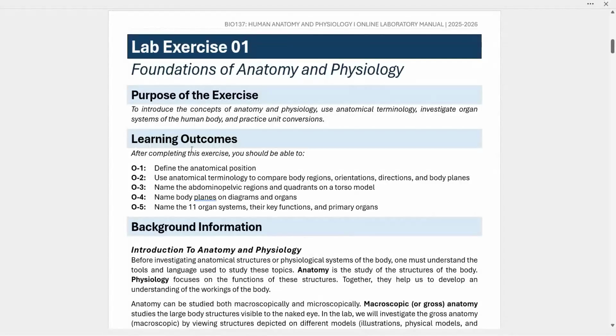Each lab you're going to see learning outcomes. This is your list of what you need to be able to do for this lab. So number 1, define the anatomical position. Number 2, use anatomical terminology to compare body regions, orientations, directions, and body planes. Number 3, name the abdominopelvic regions and quadrants on a torso model. Number 4, name the body planes on diagrams and organs. And number 5, name the 11 organ systems, their key functions, and primary organs.